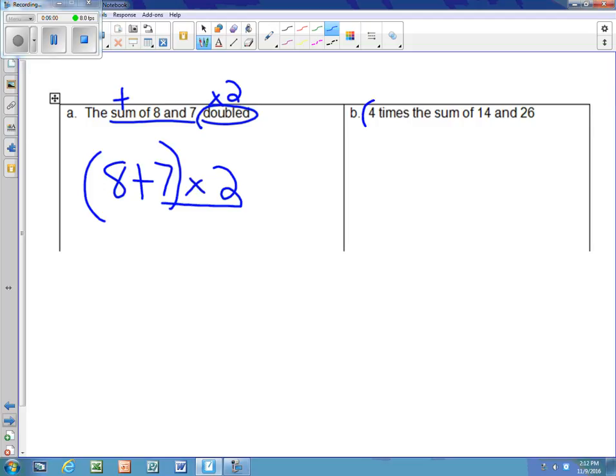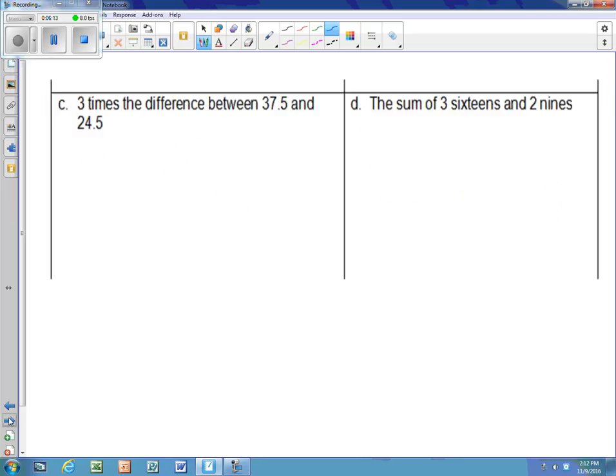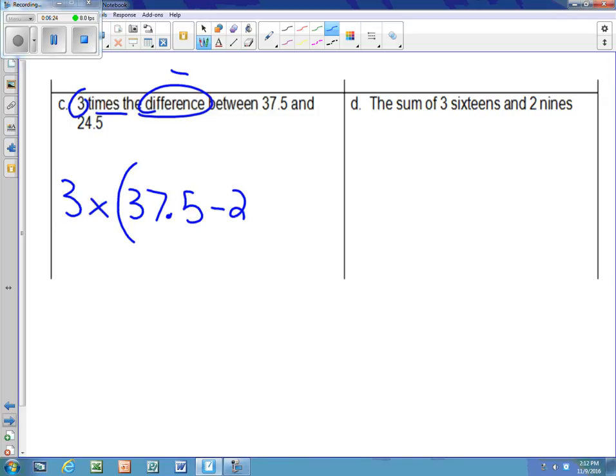So over here we have 4 times the sum again. So 4 times the sum. We have to find the sum in parentheses, and it's 4 times that number. This time we have 3 times, but it's the difference. So 3 times, and since we have to find the difference in parentheses, we're going to put our two numbers into the parentheses and subtract them, because that's what difference does.